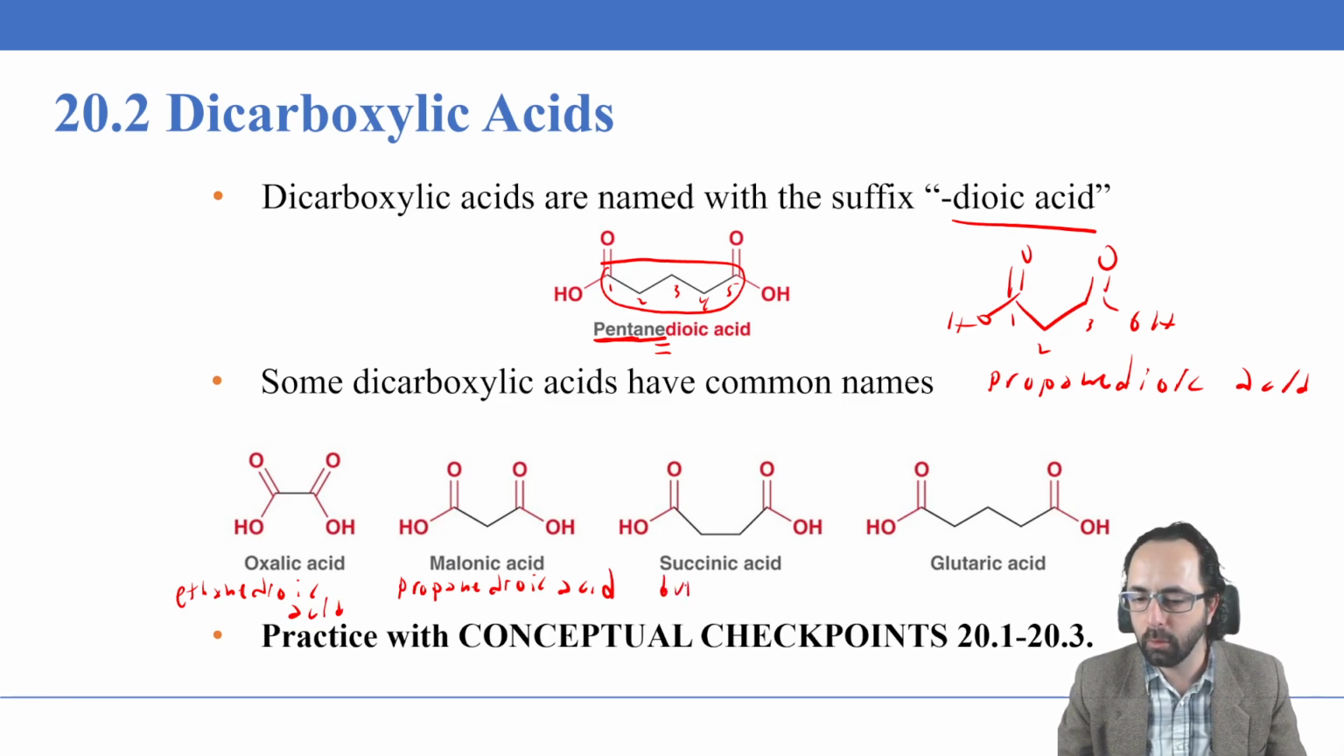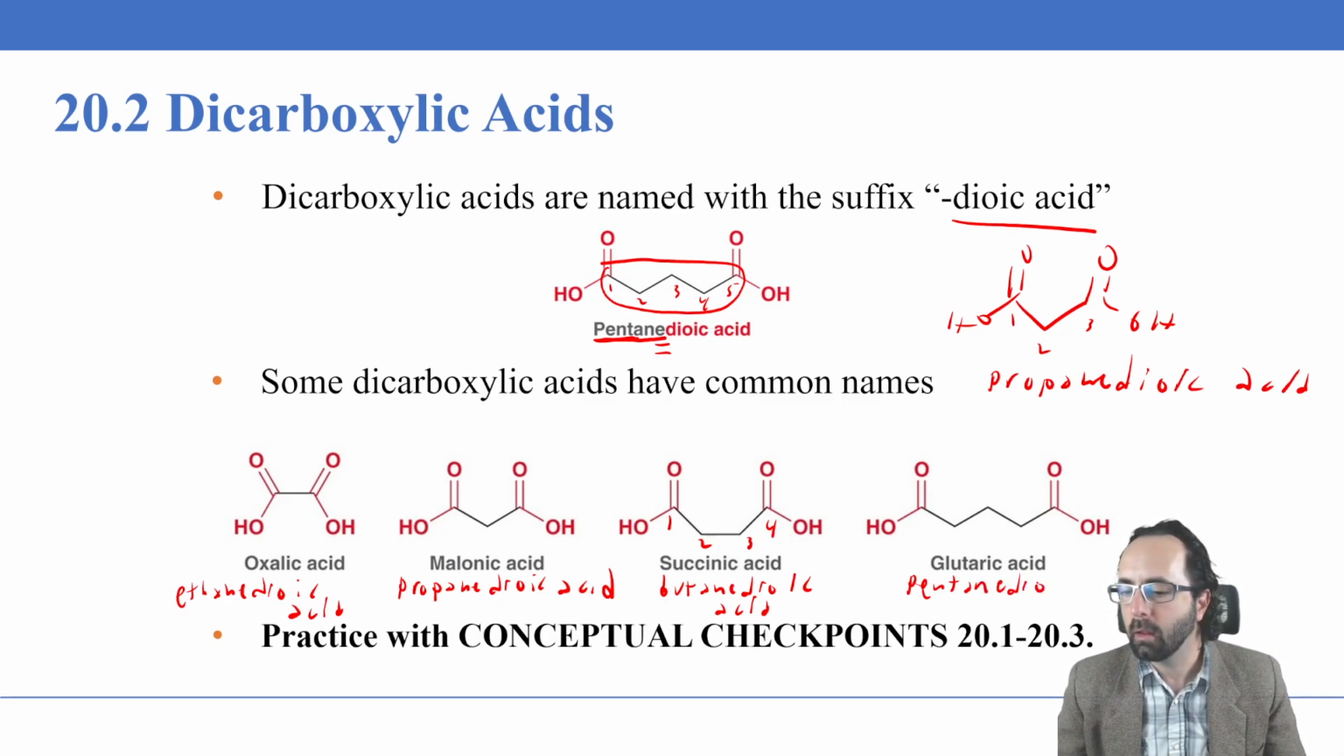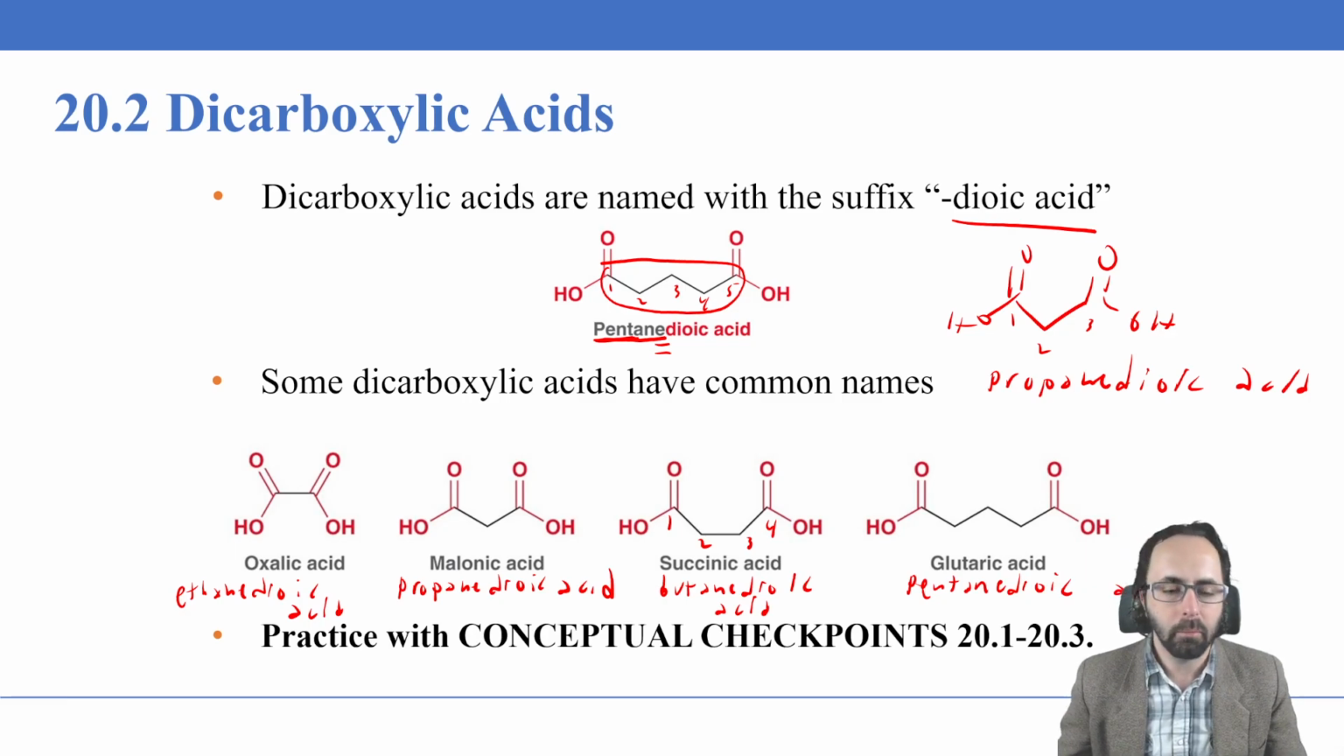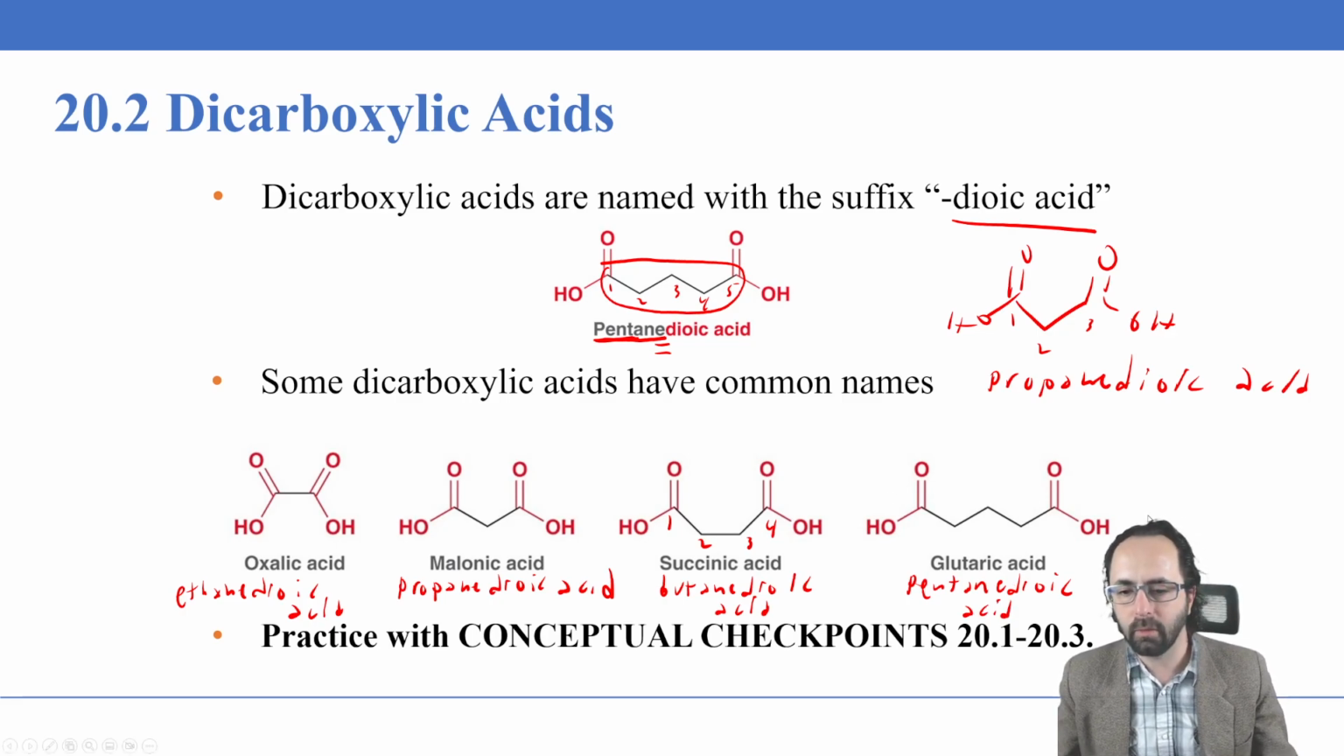This, as you can see, would be butane dioic acid, having 4 carbons, 1, 2, 3, 4. But it is very regularly called succinic acid. And this is, again, pentane dioic acid, which is very commonly called glutaric acid. And these are very commonly metabolic intermediates. They're important parts of biochemistry. So when we start to talk about, for example, metabolism, carbohydrate metabolism, and other metabolic processes later on in the class, later in the semester, we're going to be coming back to these dioic acid compounds.